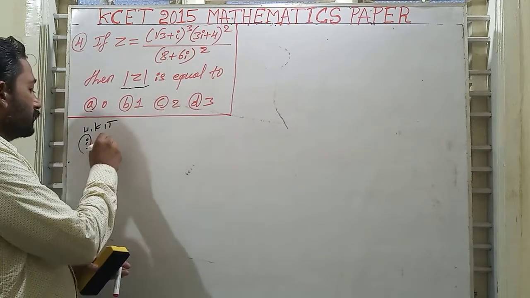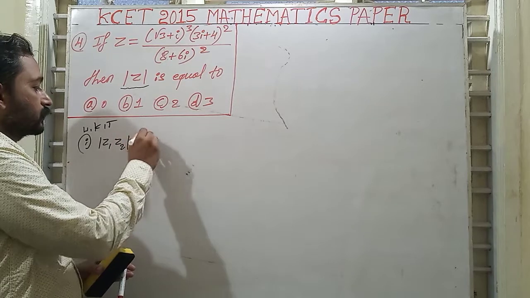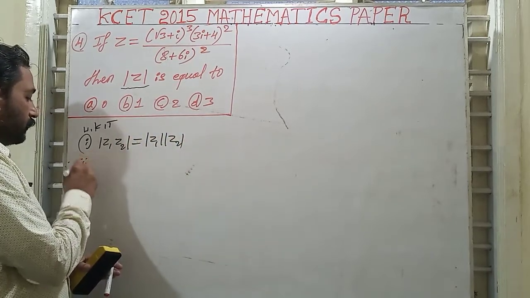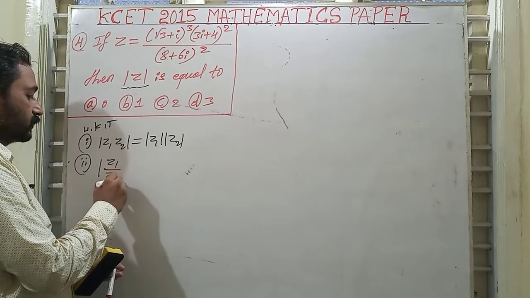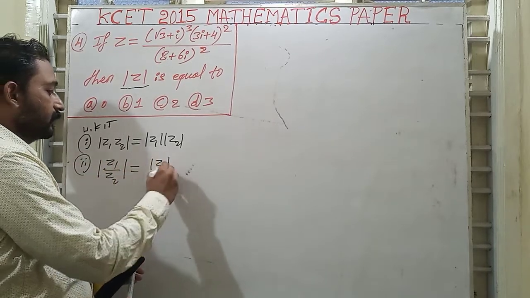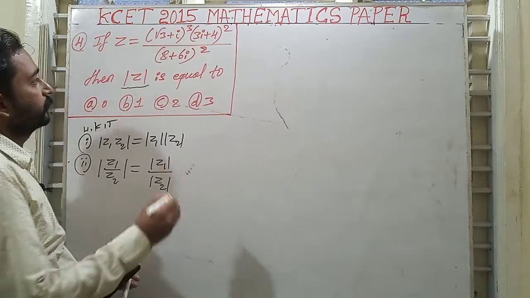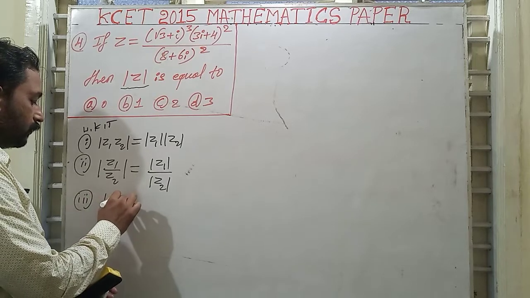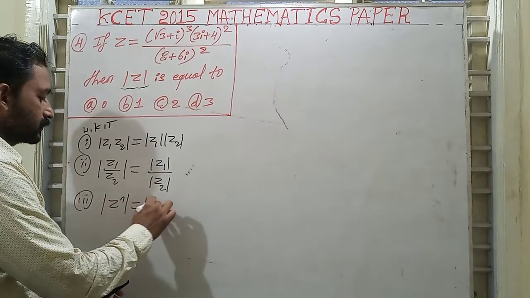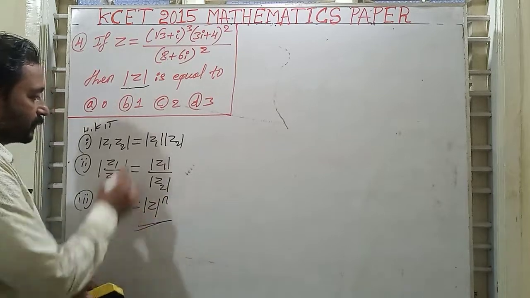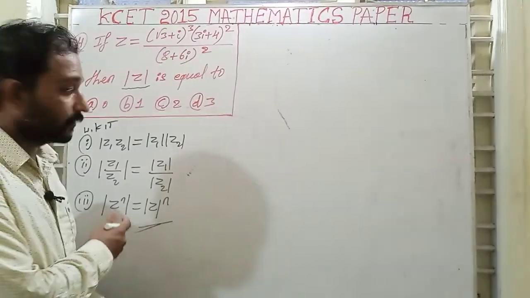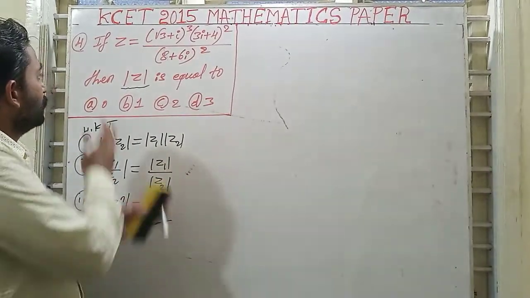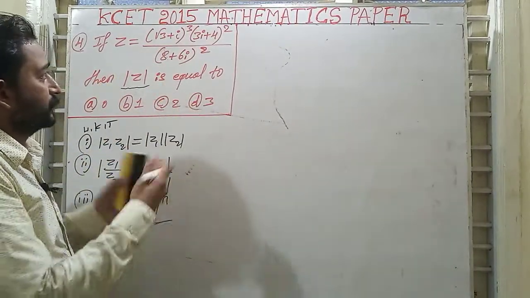First one, modulus of z1 into z2 is equal to modulus of z1 into modulus of z2. Second one, modulus of z1 divided by z2 is equal to modulus of z1 divided by modulus of z2. Third one, modulus of z to the power of n is equal to modulus of z whole to the power of n. These are the properties of modulus of a complex number. Using these three properties, we have to find out modulus of z directly without expansion.